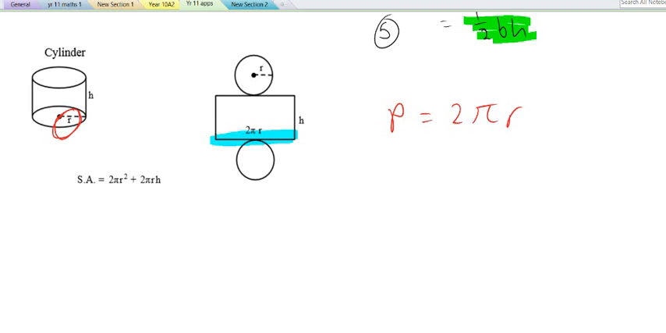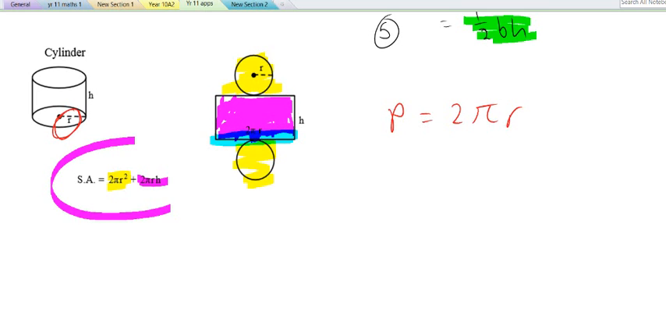Now here I've given you the formula for finding the surface area already. Surface area can be found by doing 2 times pi r squared, and each of those pi r squared is one of the circles. So that's pi r squared, and that's pi r squared, making 2 pi r squared. And then we have 2 pi r multiplied by h, giving us the area of the rectangle. That is the surface area equation.